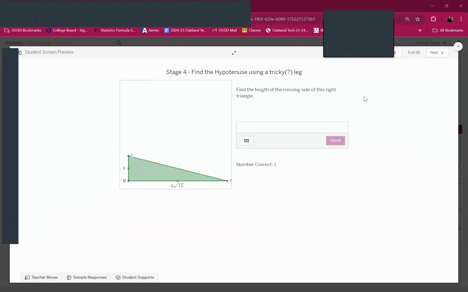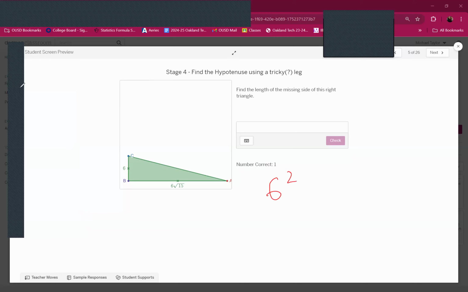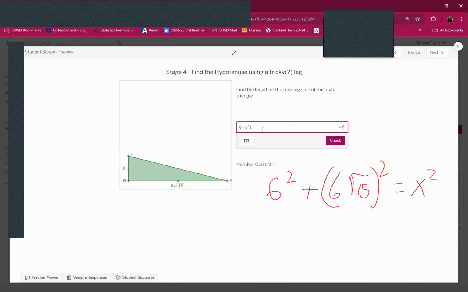So once again, I have 6 squared as one side. The other side is 6 square root of 15, and we're going to square that number. That's equal to the hypotenuse squared. Now, just to give you a number sense here, I don't want you to do it this way, but it's important that you know that 6 times the square root of 15 is about 23.2.